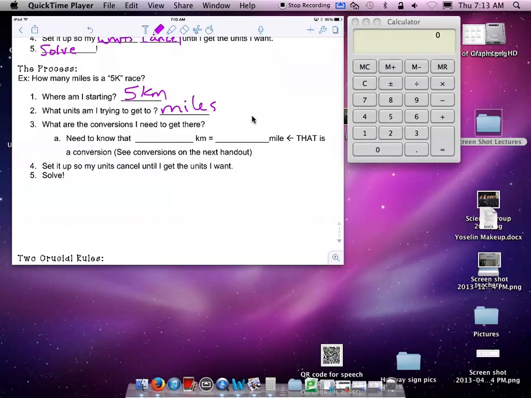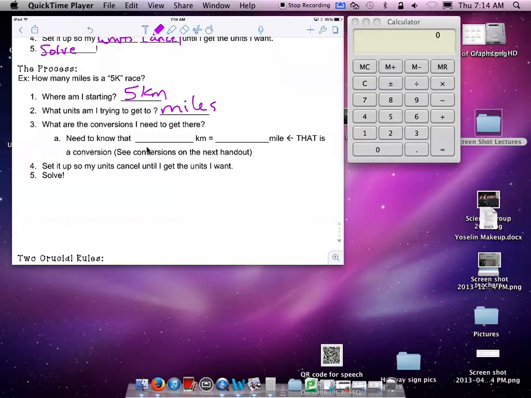So then the next question is, what are the conversions that I need? On your next handout, there's a whole bunch of conversions that will be useful, and eventually you'll basically just be using the periodic table for conversions. But for these intro practices, this next handout will have a whole bunch of conversions. So we need to know the conversion between kilometers and miles. And that's something you can just look up.